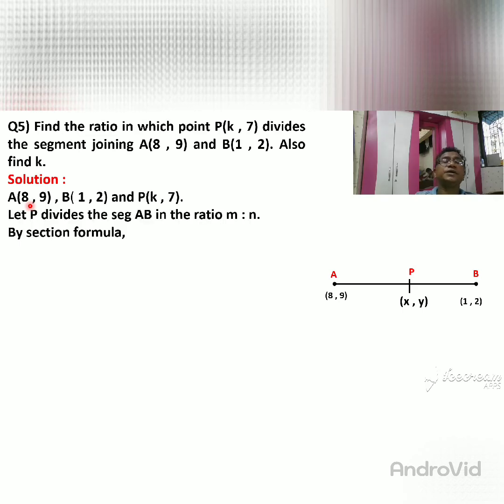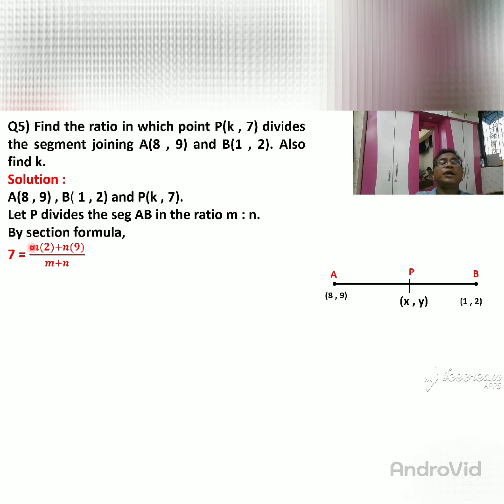So what is given is written here. The ratio m is to n, by the section formula, you want to find m into n. So this is the x value, k, and for the y value, y is equal to 7. Then (my2 + ny1) divided by (m + n). See, y2 is equal to 2 and y1 is equal to 9.